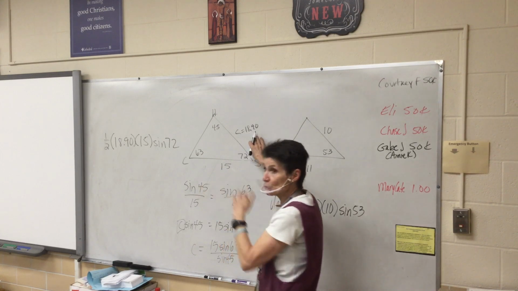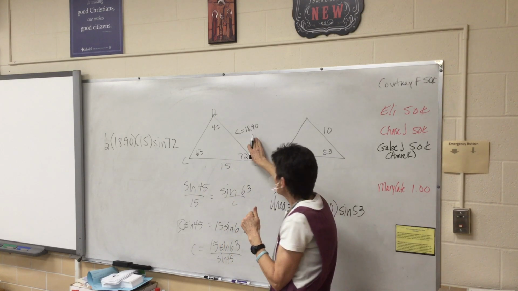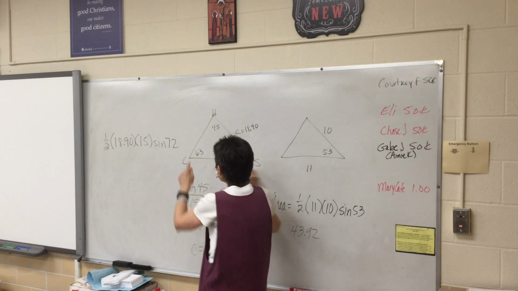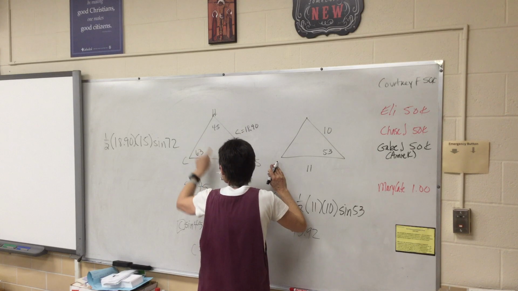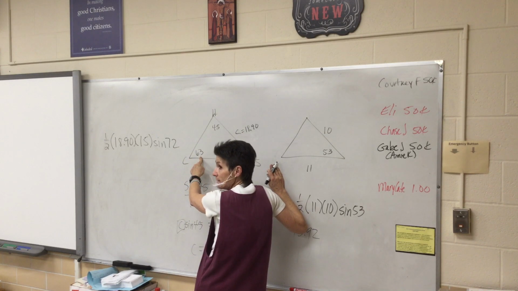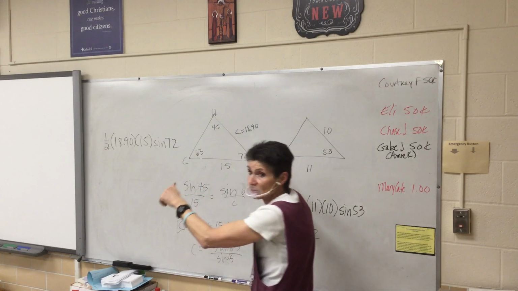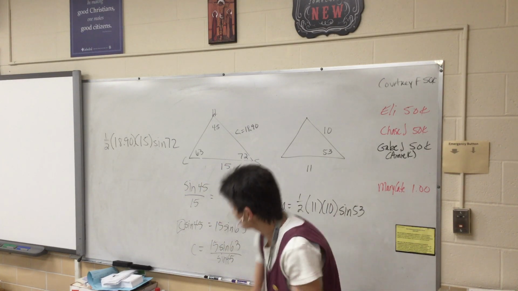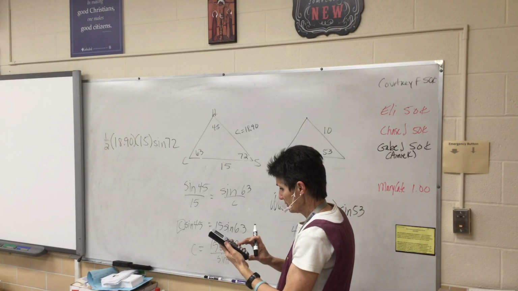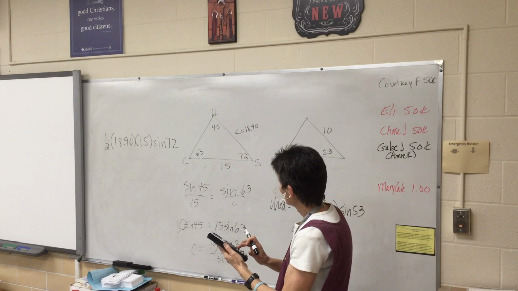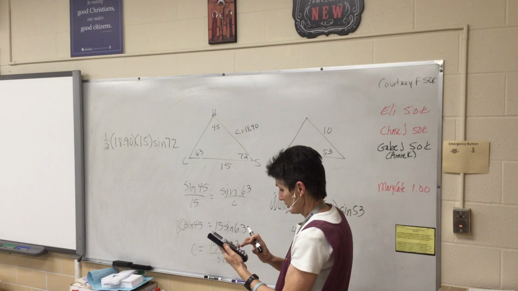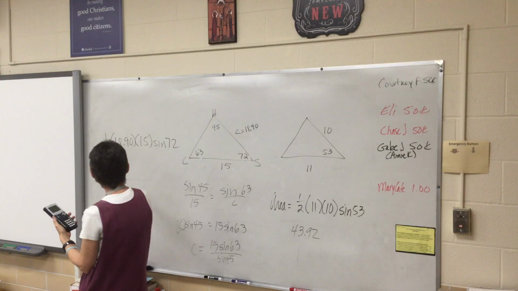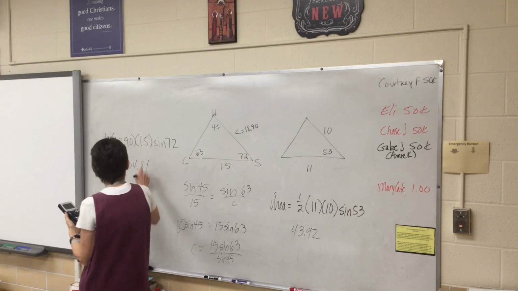Now, you had a choice to find side C. What if you would have found side S? Well, then you would have to do 1/2 this times sine 63, right? You've got to use the angle that's between the sides that you find. So, what did you get as an answer there? $134.81, is that what you said? Yeah. And that's it.